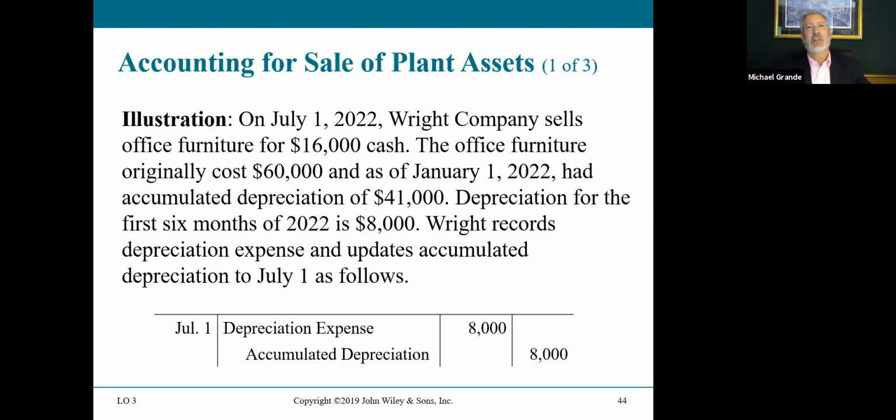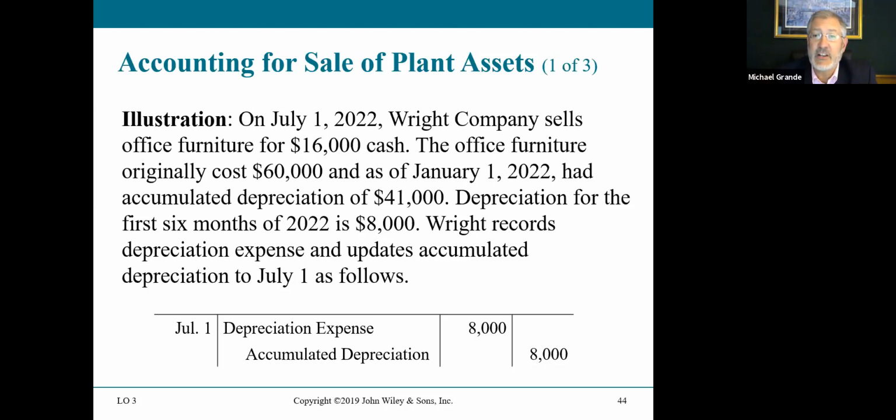Example. On July 1, 2022, right? Exactly 6 months into the year. January 1 through June 30th is 6 months. July 1 is essentially the 6-month period, right? Half a year. Wright Company sells office furniture for $16,000. That's what they receive. They sell the furniture, they give up the old asset, they receive cash. The office furniture originally cost $60,000, and as of January 1, 2022, had accumulated depreciation of $41,000. Depreciation for the first 6 months is $8,000.